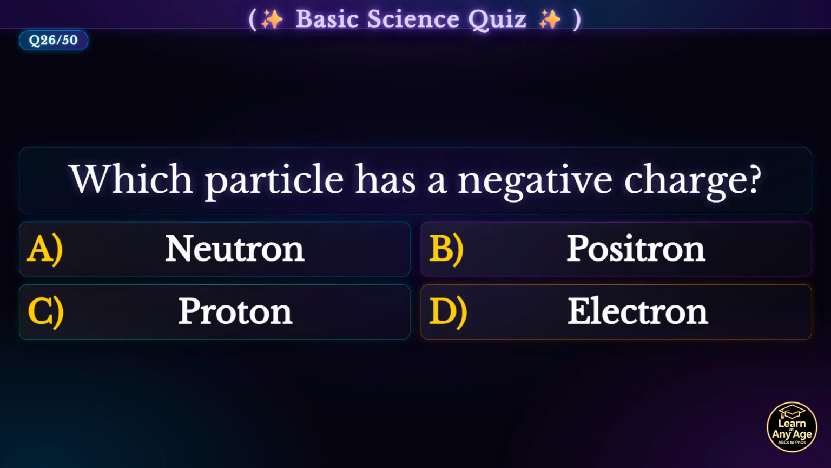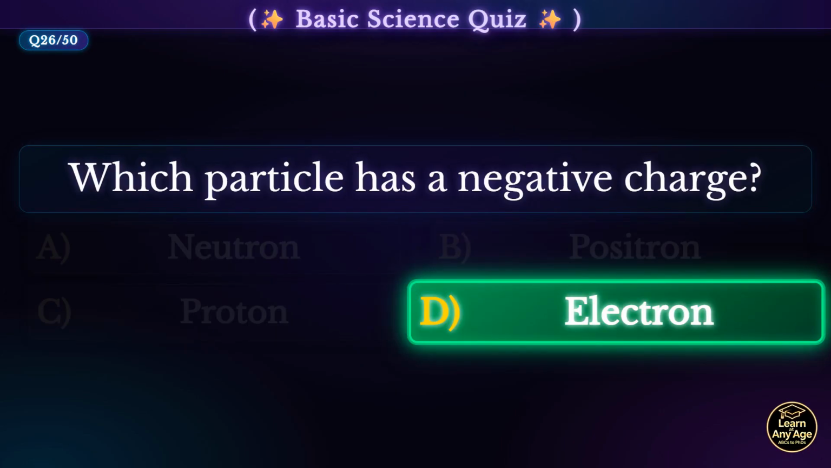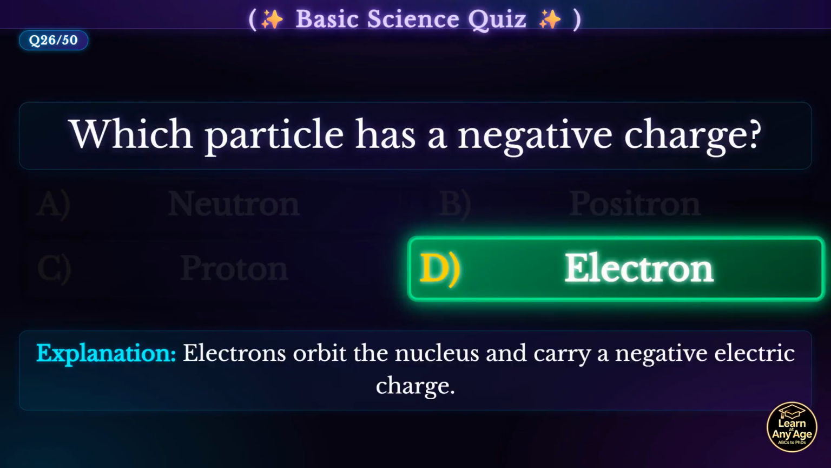Which particle has a negative charge? Neutron, positron, proton, electron. Electron. Electrons orbit the nucleus and carry a negative electric charge.